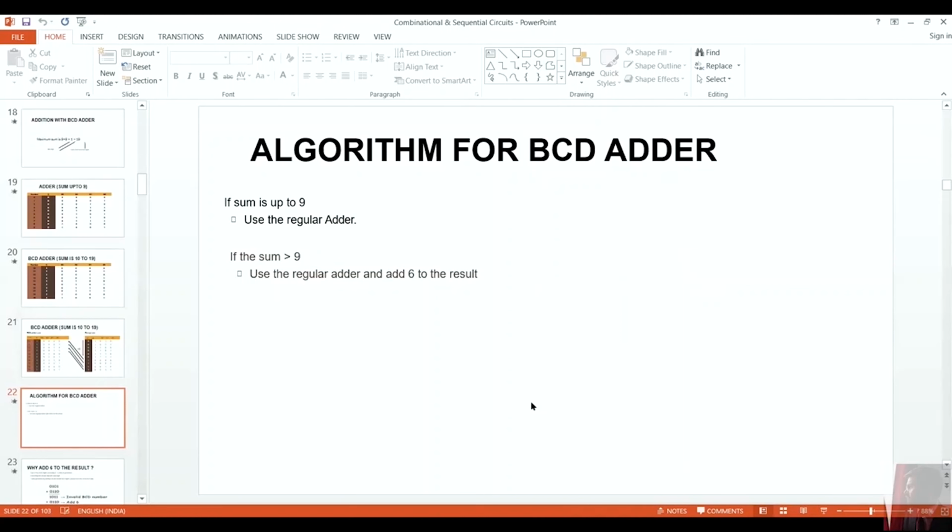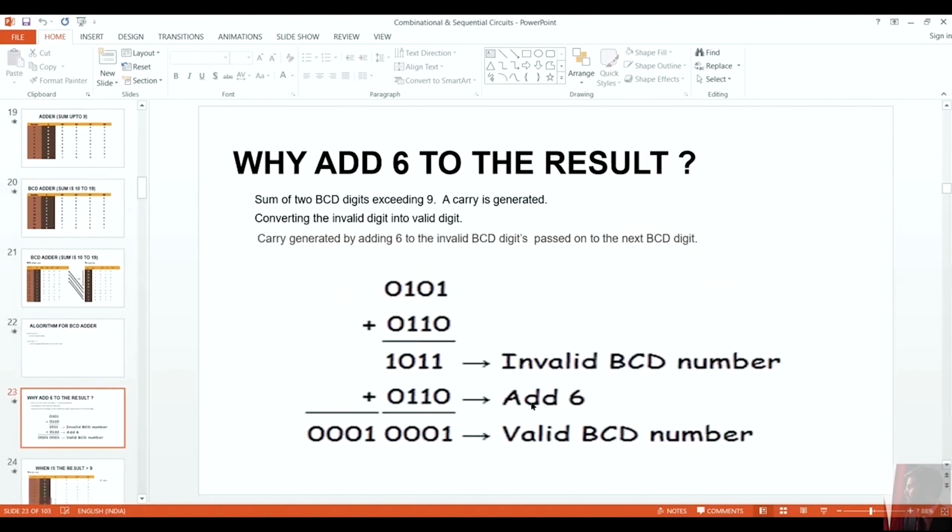So what is the algorithm for BCD adder? If the sum is up to 9, use the regular adder, no problem at all. But if the sum is greater than 9, use the regular adder and add 6 to the result. Have an example. Now I want to add 5 and 6, and I should get 11. You can check out 8421, but this is an invalid BCD number. So if you are looking for a valid BCD number, add 6, and then you will get an additional bit value.